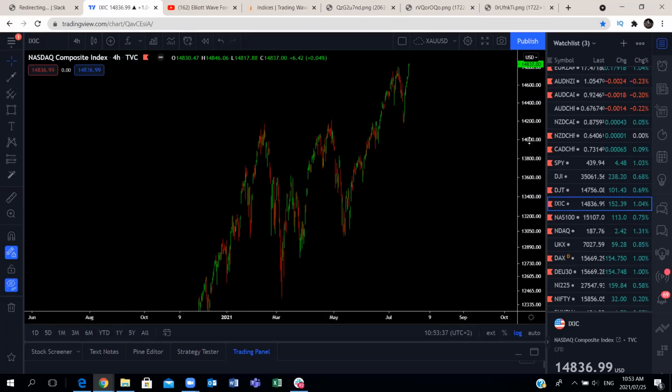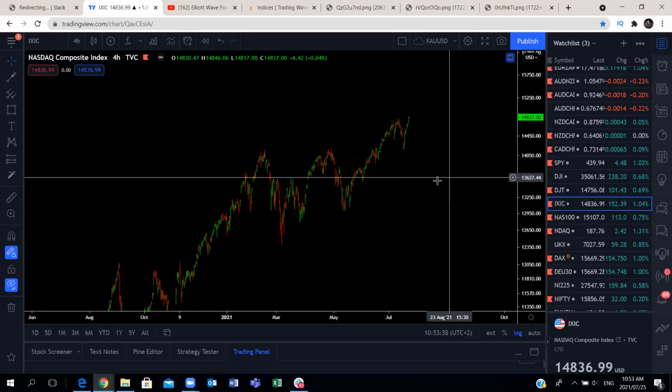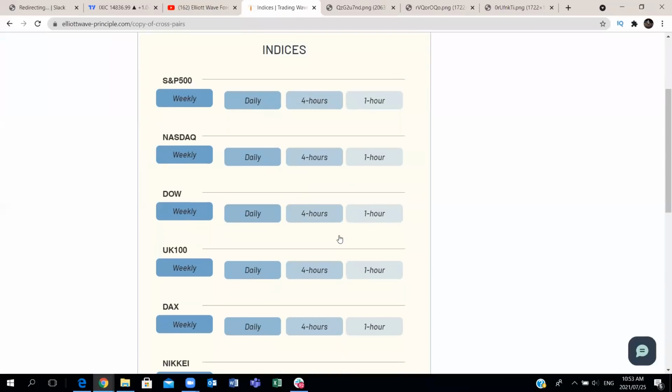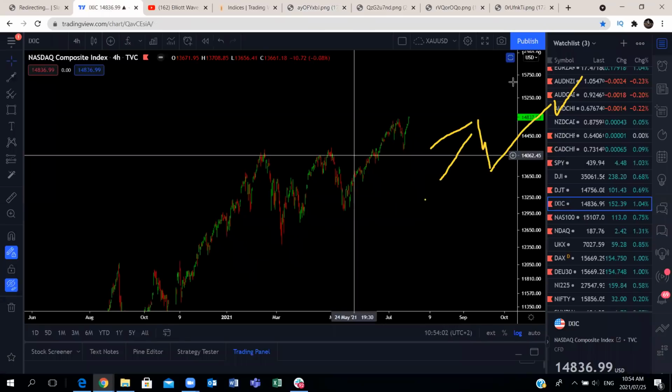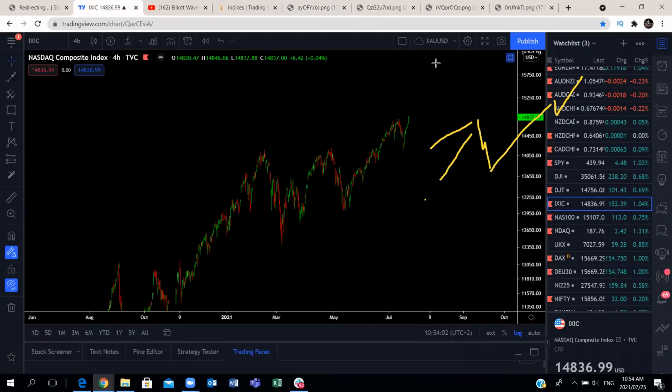NASDAQ, so if you look at the NASDAQ, let me go to the structure here on the NASDAQ so you can see where that is coming from. So the NASDAQ on the 4 hour, we are still bullish, and this is why. This is a leading diagonal starting with wave 1, pullback in 2. We are currently going for a 3, so this is still pushing to the upside. That is the NASDAQ, so we're still going to see more upside.